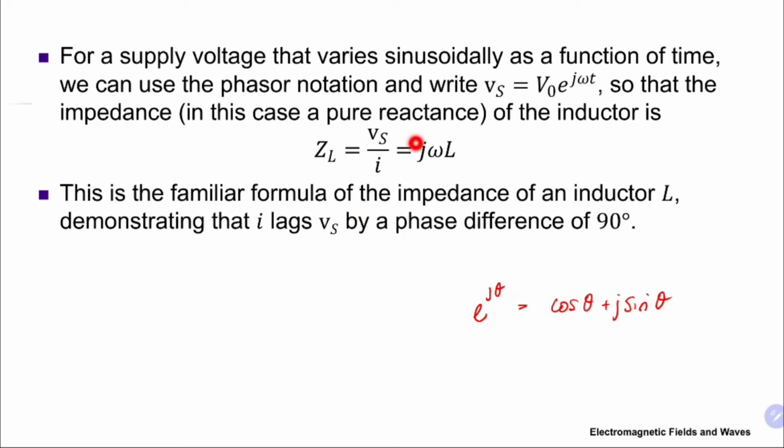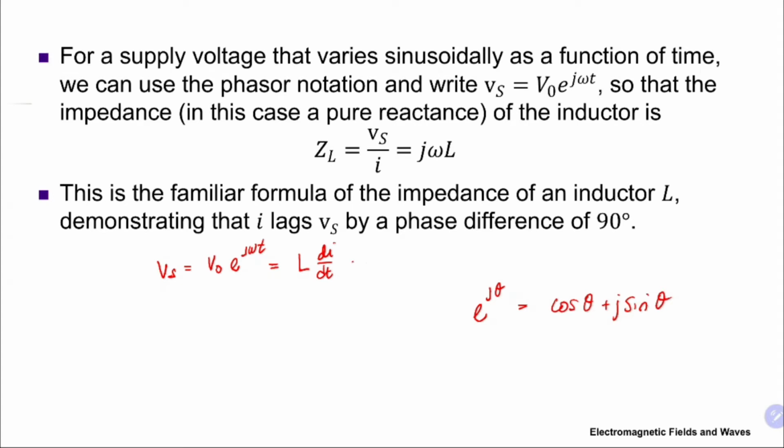And with that, we can derive the impedance of the inductor, which is Vs, the supply voltage, divided by current. That's Ohm's law. V equals IR, so R will be equal to V over I. And therefore, our impedance ZL equals the supply voltage divided by the current, and that will be equal to j omega L. Okay, so just now we wrote that our Vs equals V naught e^(j omega t), and that is equal to L di by dt.